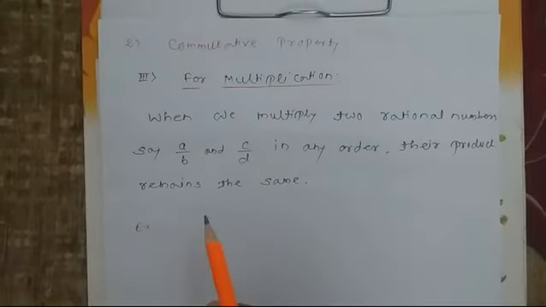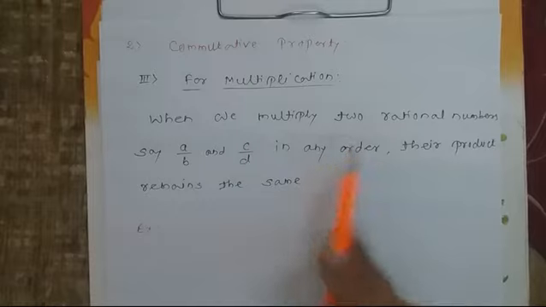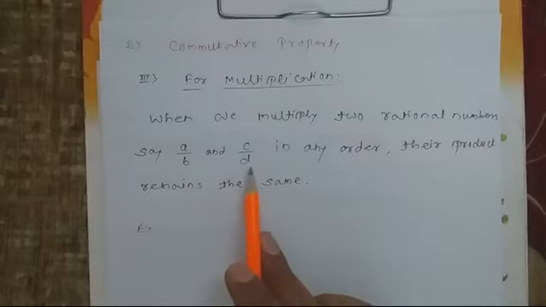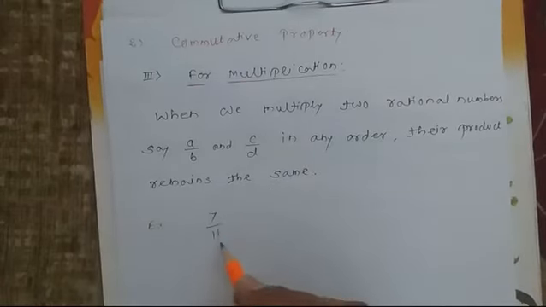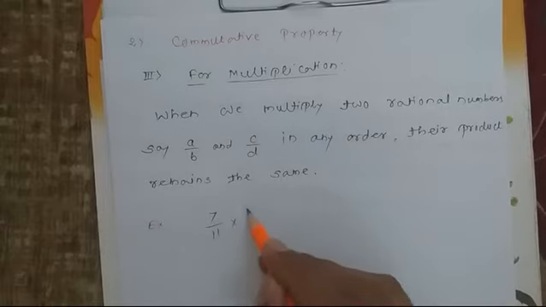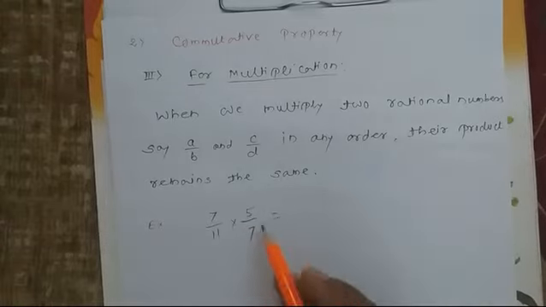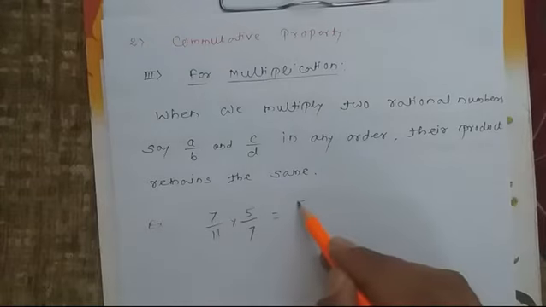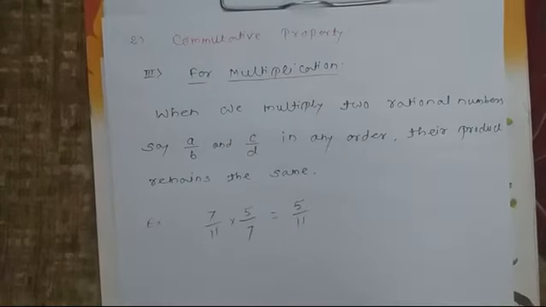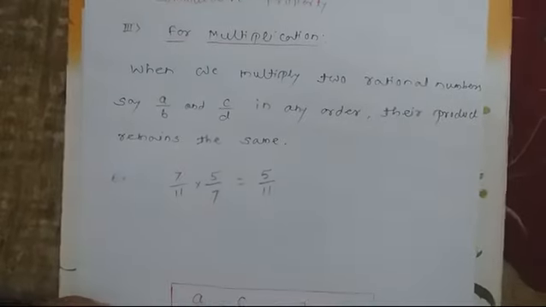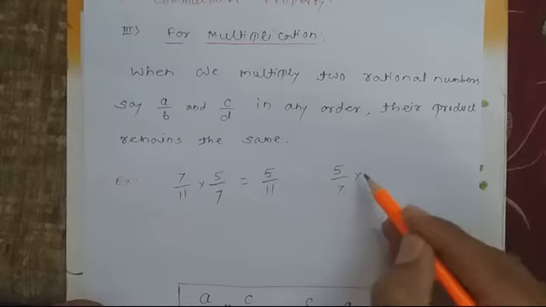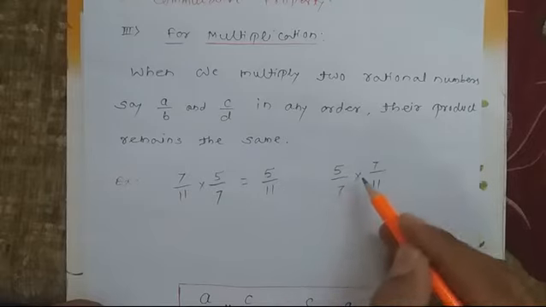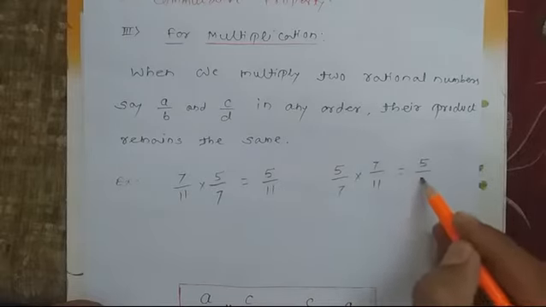Commutative property for multiplication. When we multiply two rational numbers, say a upon b and c upon d, in any order, their product remains the same. Let's check with the help of one example. 7 upon 11 multiplied by 5 upon 7. The product of these two will be, this 7 will get cancelled and we will get 5 upon 11 as a product. What will happen if we change their order? 5 upon 7 multiplied by 7 upon 11. Again this 7 will get cancelled and we will get the same product.